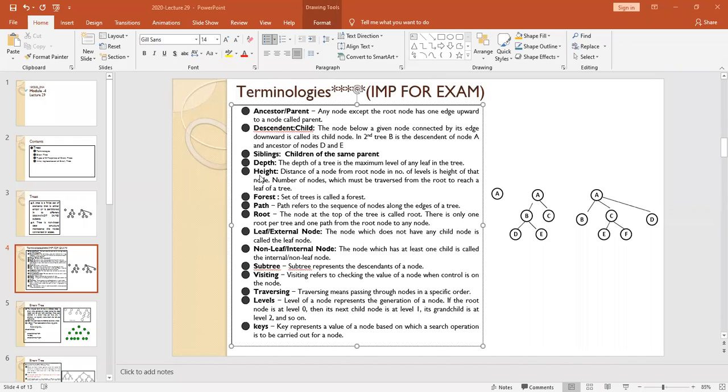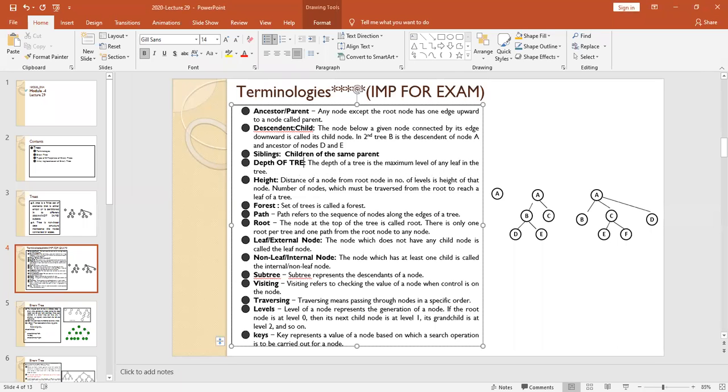Now come to the next one, height. It is the distance of a node from the root node. You have to start from the root node. The number of levels is the height of that node. Keep this in mind while going for the depth of a tree. So height of a node: the distance of the node from the root node in number of levels is the height of that node.